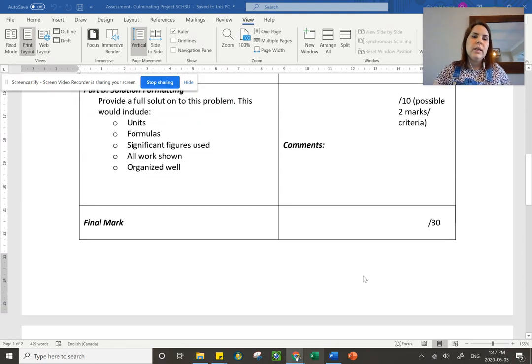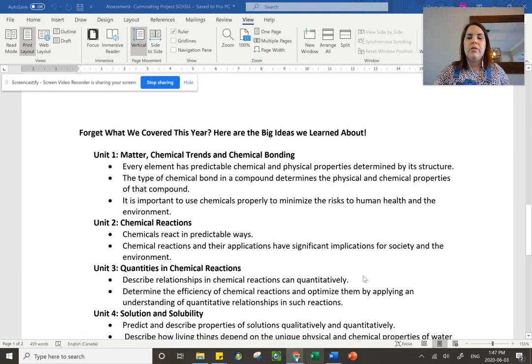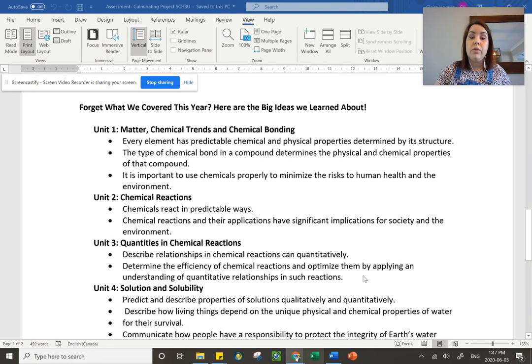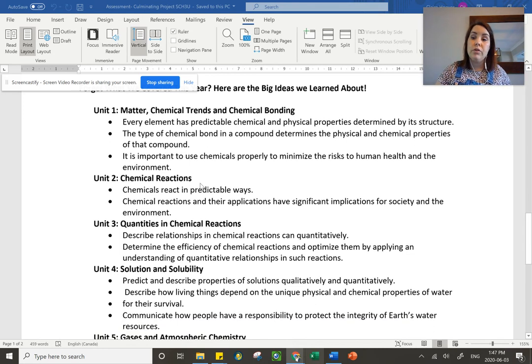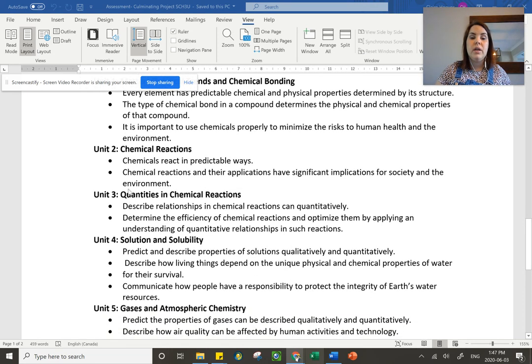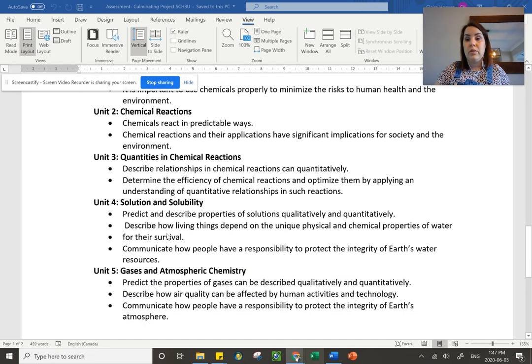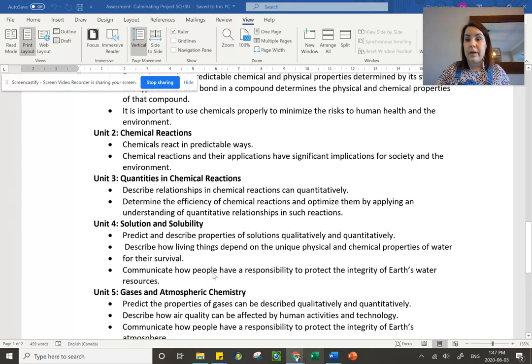Okay. Second page has also been provided for you. If you forget what was included in each of those units, you can go back and take a look on our Google Classroom. I also have been written here for you with the big themes or ideas for each of those 5 units. So unit 1, what we went through for matter, chemical trends, and chemical bonding. Unit 2, what we went through for chemical reactions. Unit 3 for quantities and chemical reactions, solutions and solubility. Unit 4 and gases and atmospheric chemistry.